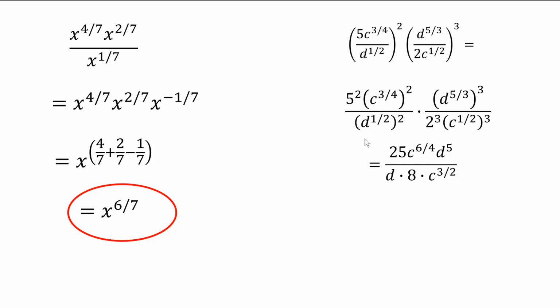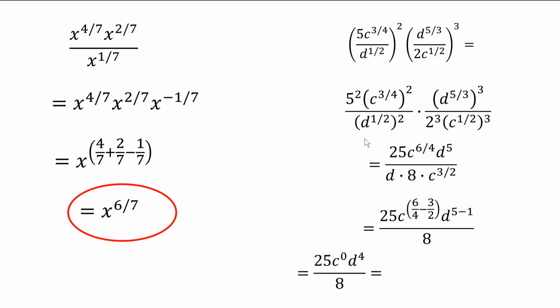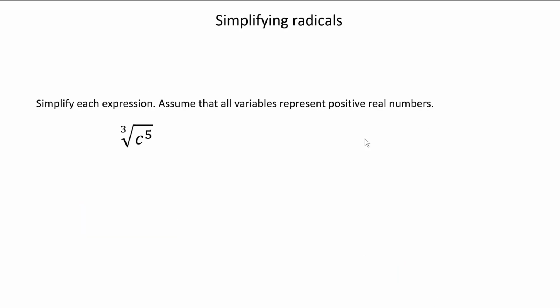Now we can subtract the exponents on the c's and subtract the exponent on the d's because they're like bases. Don't subtract the 25 and the 8. They are not exponents. They are bases. Leave them alone. So you would have c raised to the 6/4 minus 3/2 and d raised to the 5 minus 1. And so you would end up with 25c to the 0 d to the 4th over 8. So that c to the 0 is just 1. So 25 times 1 is 25. D to the 4th over 8.